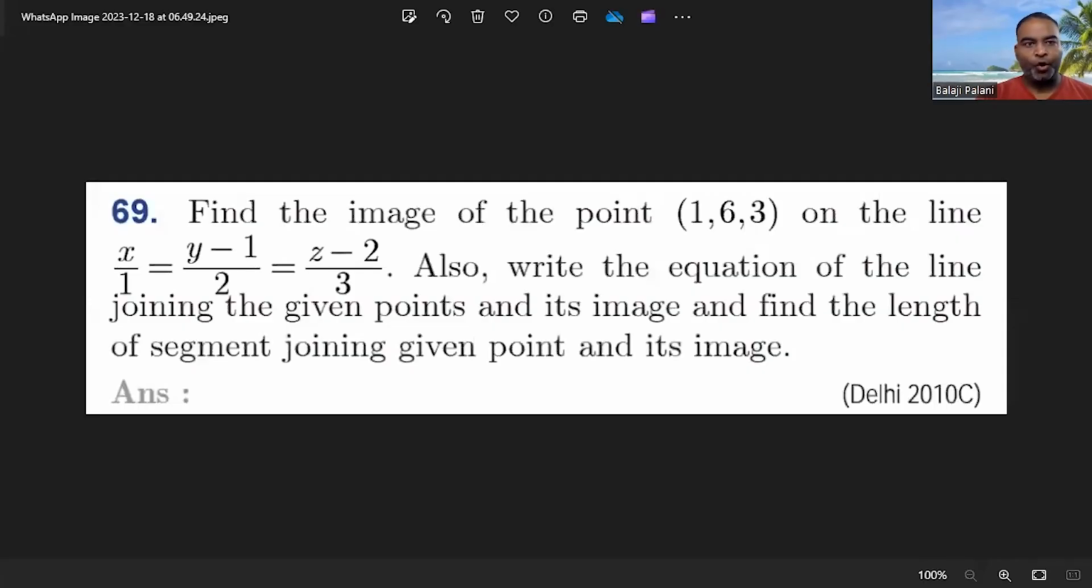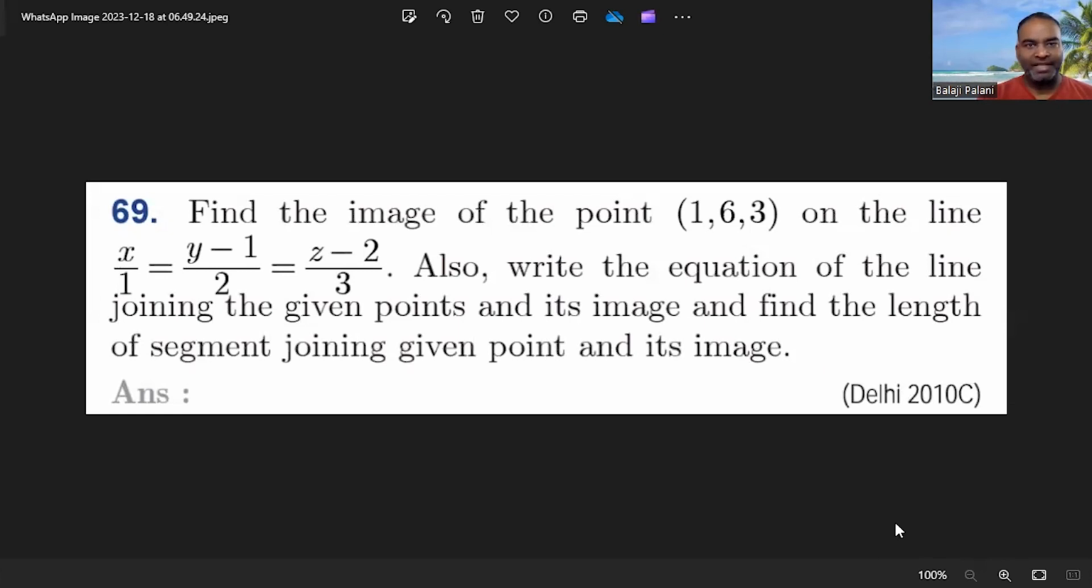Hi, I've got a very interesting 3D geometry problem from class 12 CBSE. This is very interesting and one of my favorites. Let's quickly see how to solve this question. So I have the question here. Find the image of the point (1, 6, 3) on the line.